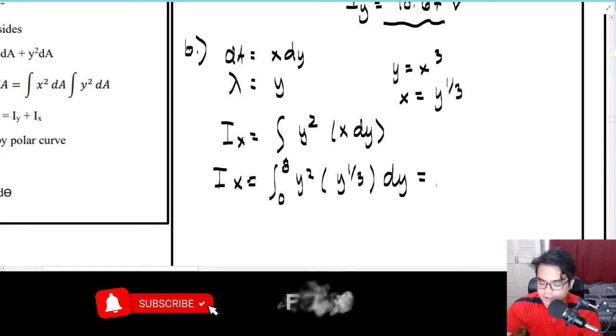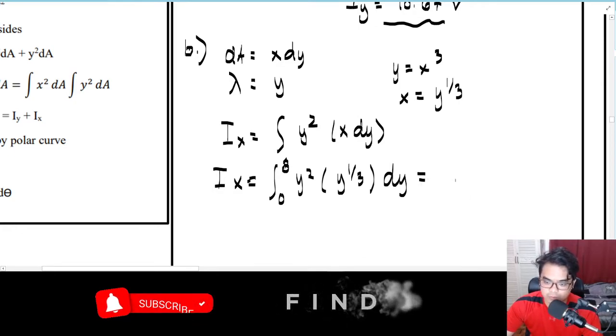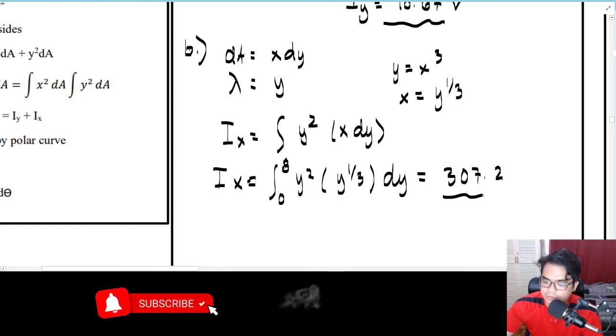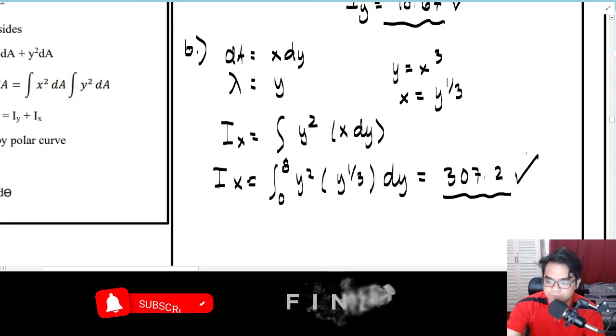So if you input this in your calculator, you will get an answer of 307. Okay.